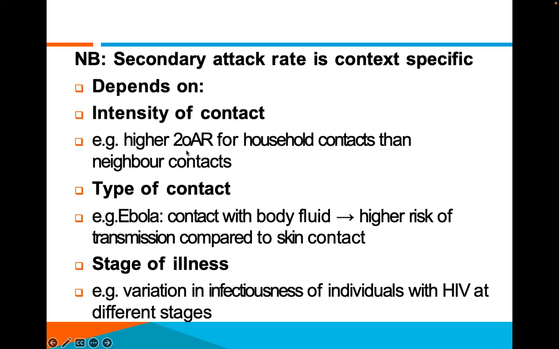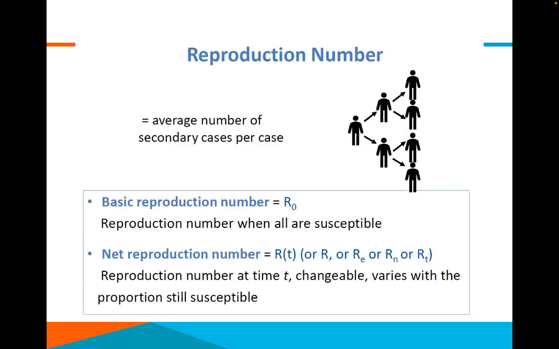For example, we can have a higher secondary attack rate for household contacts than for neighbors, because if you are within the same household, chances are that you can have a secondary attack rate greater than somebody who is your neighbor. Then the type of contact. For Ebola, contact with bodily fluid gives a higher risk of transmission compared to skin contact. Then the stage of the contact. At what stage is your disease manifested? Are you at a stage where you are very infectious, probably after you have finished your incubation period? All of these will affect the secondary attack rate.